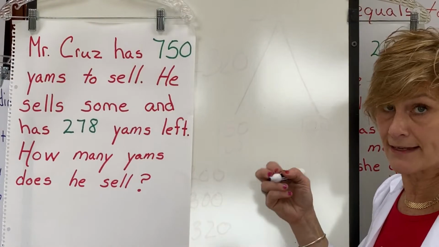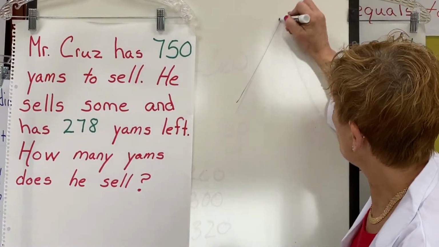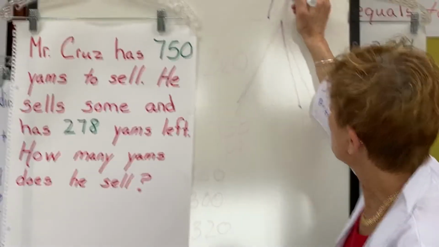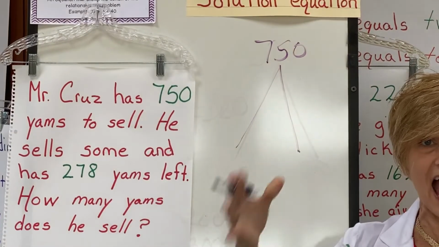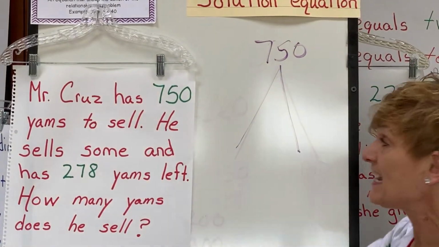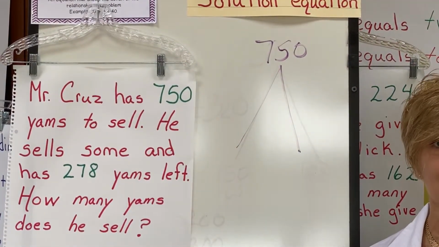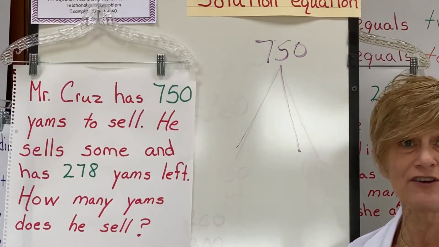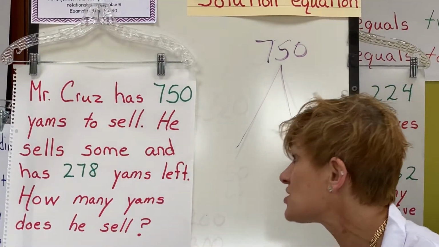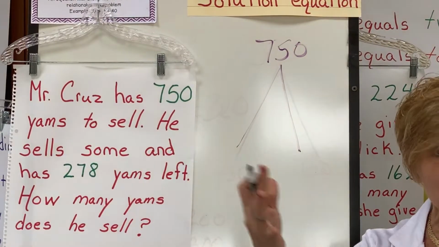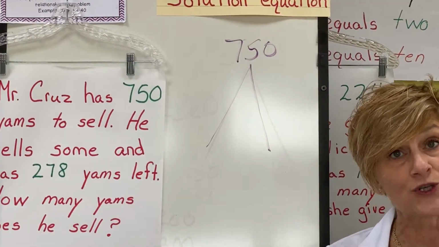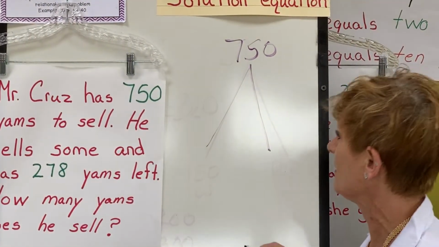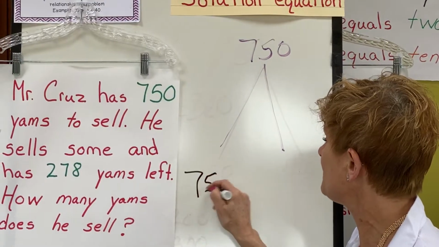I hope you guys said, yeah, we do, because the total, friends, is 750. He has that many yams. And then he sells some. So what he has left is 278. The situation equation, friends, would look like this. You put yours down, I'll put mine down. We know he has 750.